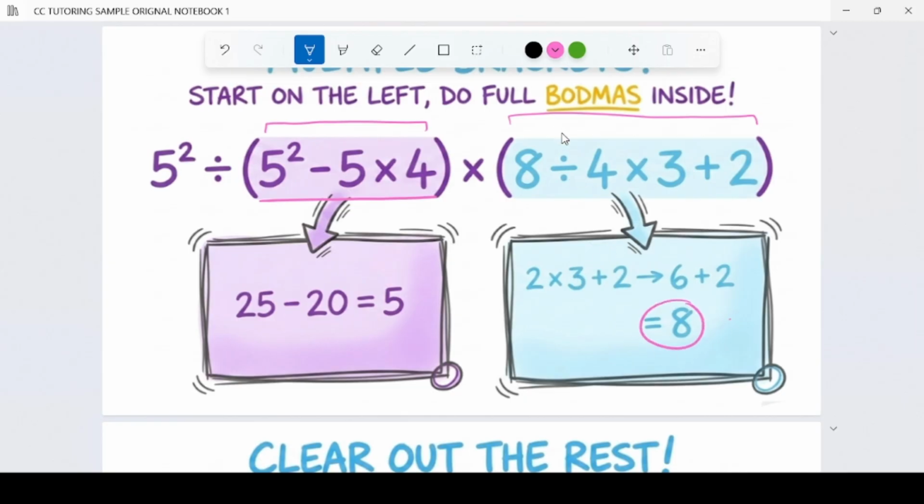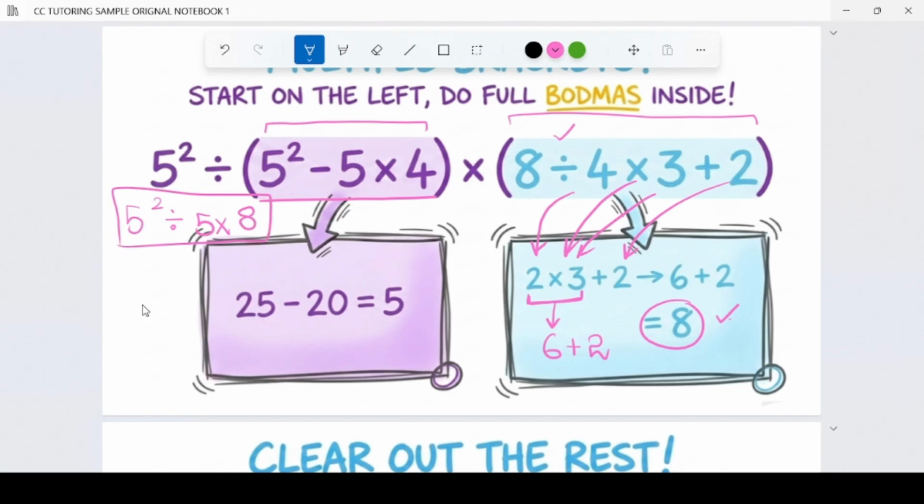Because I know according to BODMAS, division first, 8 divided by 4, 4 twos are 8, that is 2, multiply as it is, 3 as it is. Now 1 plus 2 as it is. Now I'll multiply this, because according to BODMAS, multiplication comes first. So 3 into 2, 6 plus 2. 6 plus 2 equals 8. And when we are done with this, 5 squared divided by, for this bracket I got my answer 5, and for this bracket I got my answer 8. Now this is my simplified equation.